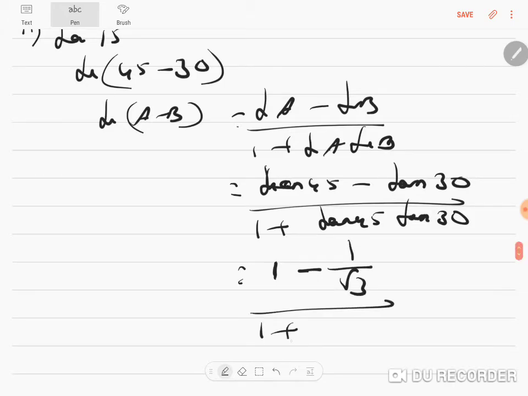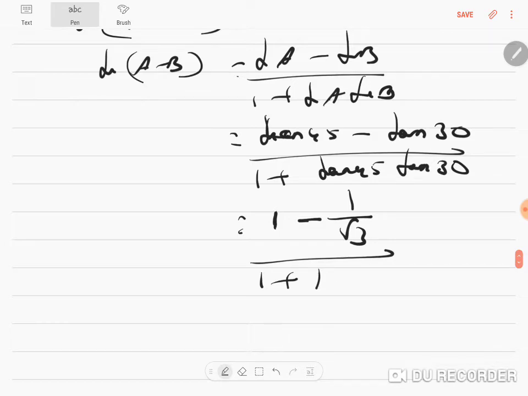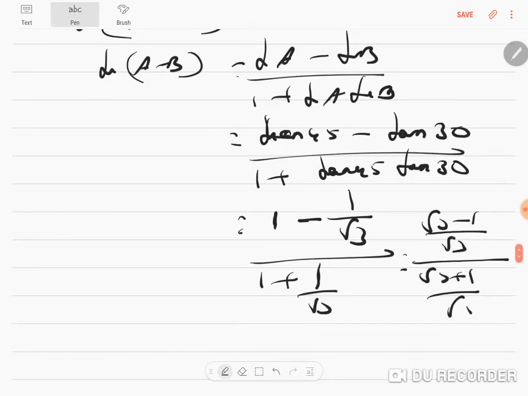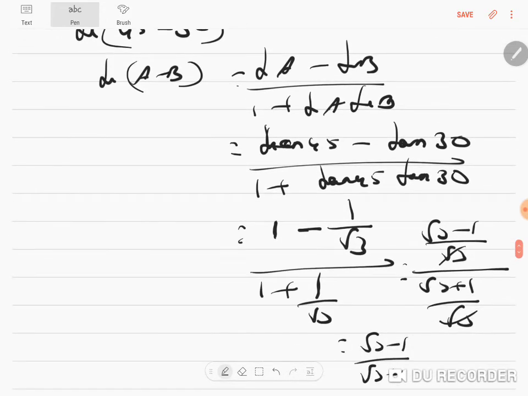plus 1 plus tan 45 is 1, tan 30 again 1 by root 3. Hence, we will get root 3 minus 1 by root 3 by root 3 plus 1 by root 3. Root 3 gets cancelled. The answer will be root 3 minus 1 by root 3 plus 1. If required, check the book back and rationalize, otherwise leave it like that. Okay, that is about the third sum.